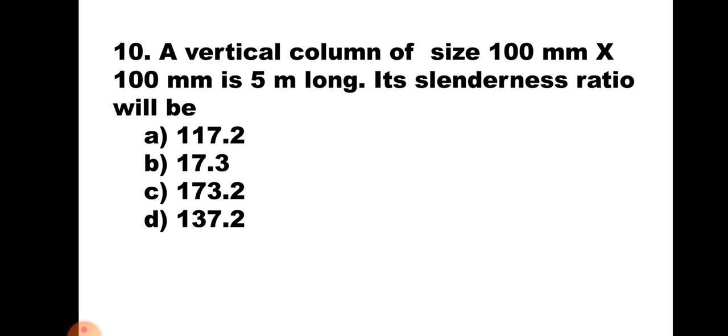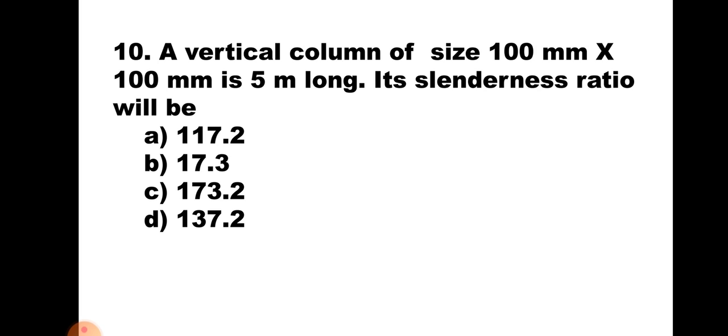173.2 and D 137.2. Now this is a very small problem in which you will have to calculate the slenderness ratio, and for calculating slenderness ratio, effective length is given. A radius of gyration you will have to find out. For radius of gyration you will have to find out I and A, and under root I by A will be radius of gyration. Okay, as this is a square column, I will be 100 raised to 4 upon 12 and area will be 100 into 100.